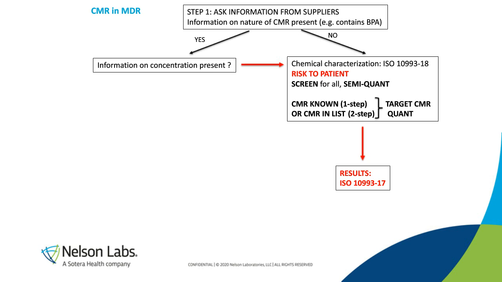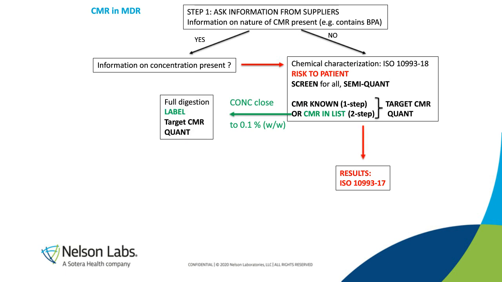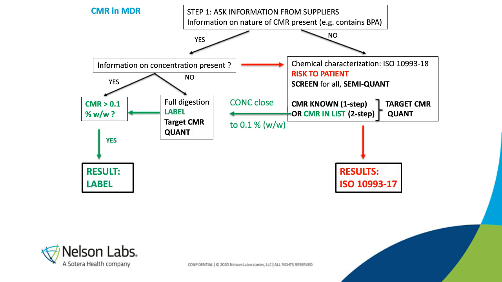So if that concentration is close to 0.1% weight, if it's on that list and it's close, then we try to do that full digestion. This is the part that I really wish we could do, because then that gives us a total amount in there by weight. But like I said, this is a lot of times not feasible based on the materials and the chemical techniques. But then we can still compare that to the percent by weight of CMR, if it's greater than 0.1 or not, to be able to label those as having a CMR or not.